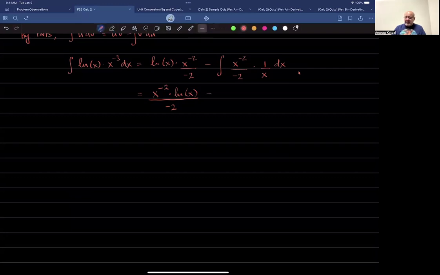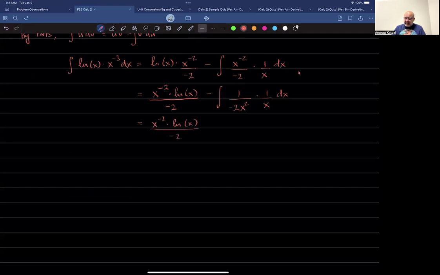Now, I don't want to integrate this thing as it sits, so I'm going to simplify it first. I'm going to simplify this into 1 over -2x squared times 1 over x. So all I'm doing is moving this term to the denominator. I still haven't taken the integral. That's why the integral and the dx are still there. I'm going to rewrite this again: x to the -2 times ln of x over -2.